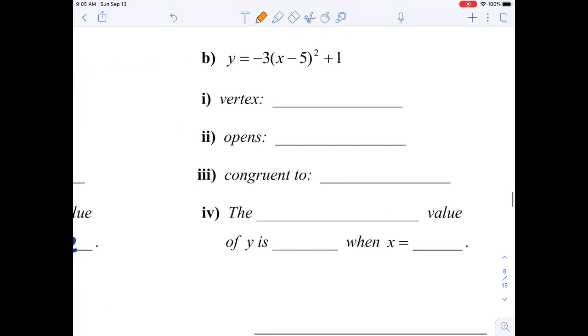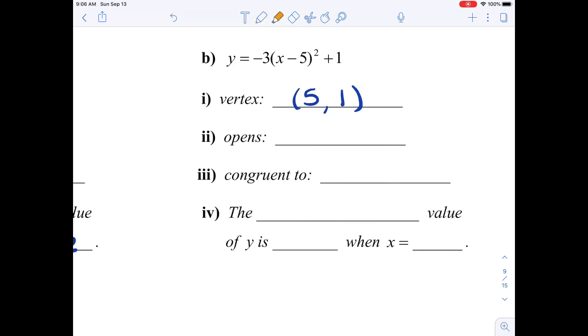So for this one here, if we take a look at our bracket with the x, we actually do see a value being subtracted already. So that directly tells us our h value, or the x-coordinate of our vertex. If 5 is being subtracted in the bracket, then 5 is our h value. And we see that we have a k value of 1. Positive 1 is being tacked on to the end of that relation.